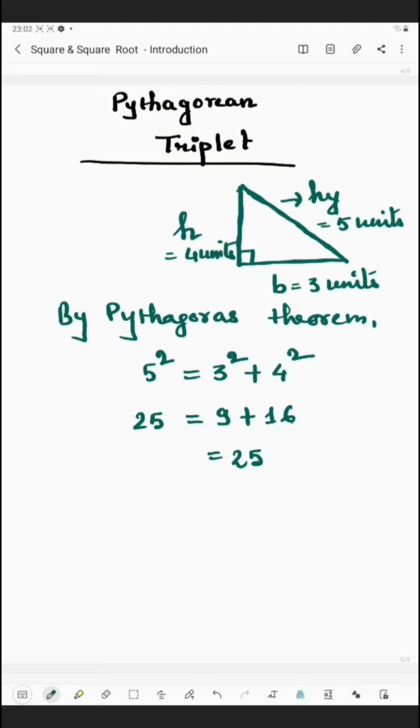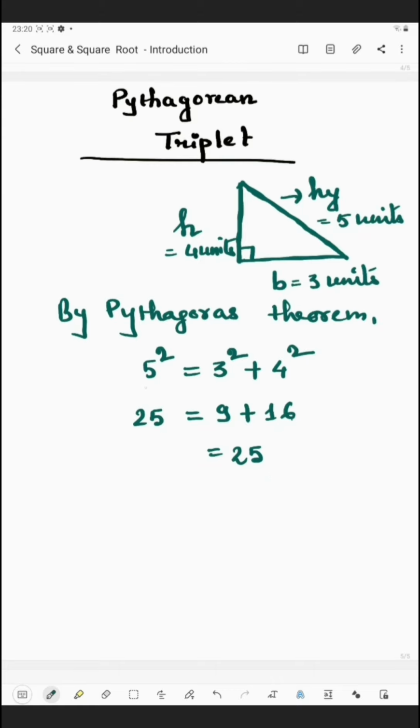Okay. That means we can see that the left hand side equals the right hand side. That means these three numbers make a Pythagorean triplet. Triplet means three members will be there. Okay. Now let's take another example: 6, 8 and 10. Among these, 10 is the biggest one. So we consider this as the hypotenuse, and these are base and height.